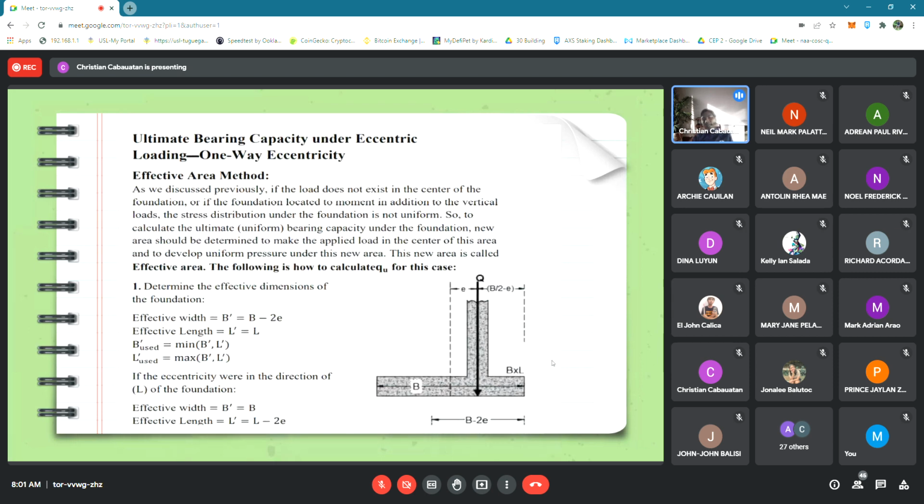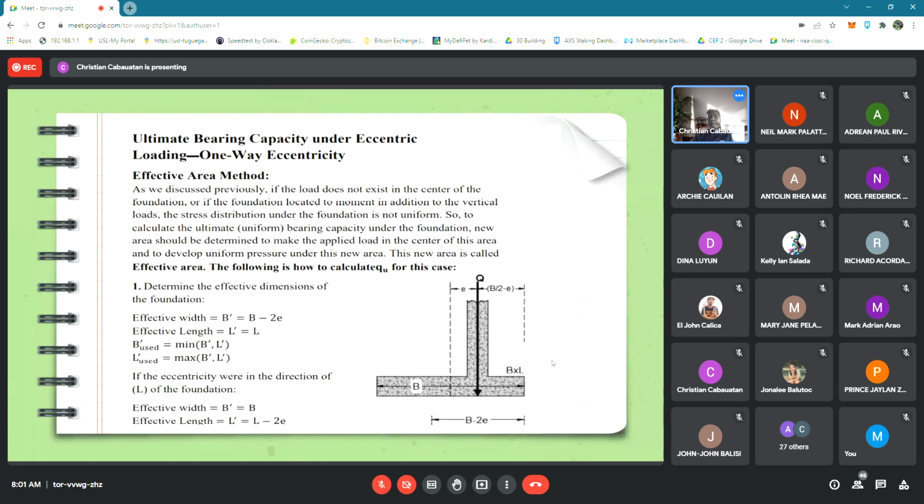So what if the eccentricity is one way? The ultimate bearing capacity under eccentric loading has two types. The first type is the one-way eccentricity, and the second type is the two-way eccentricity. But we will not be studying the two-way eccentricity.